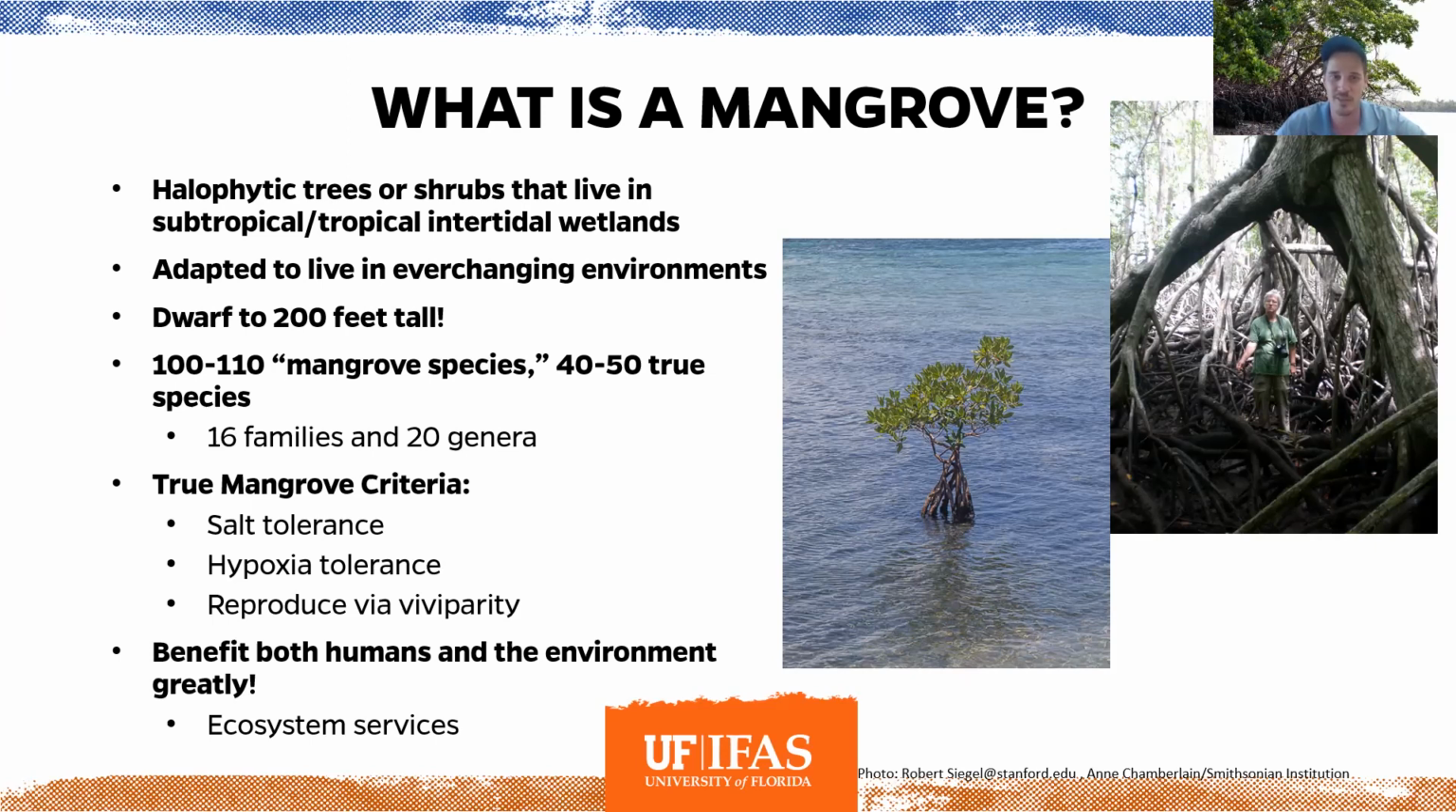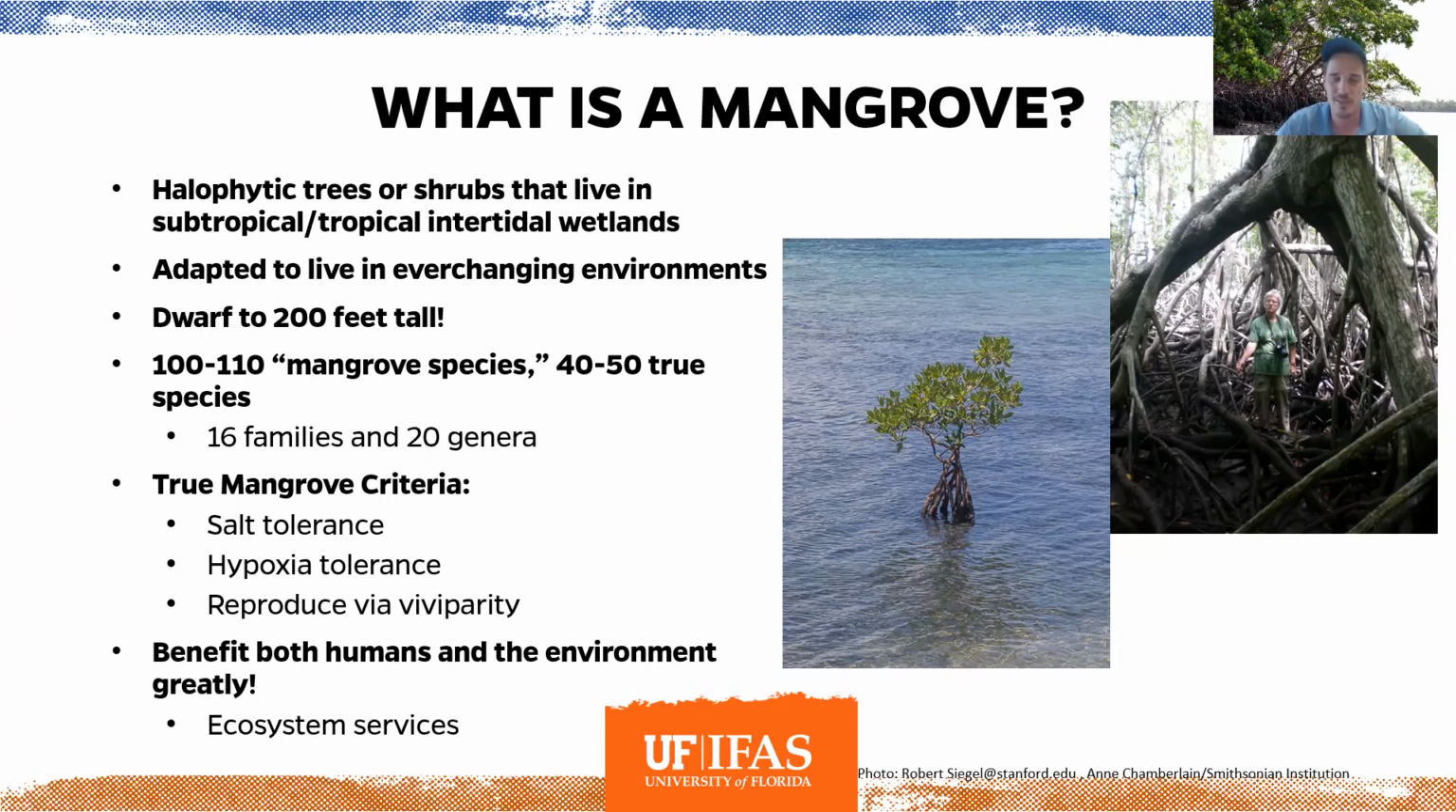So there's a lot of variation between the species or even within the species. Some of them can be dwarfed, like that small red mangrove you can see on the left-hand side, or that large, giant mangroves that are found around the equator that you can see in Panama. That's where you can see that right picture over there. They're distributed in 16 families and 20 genera.